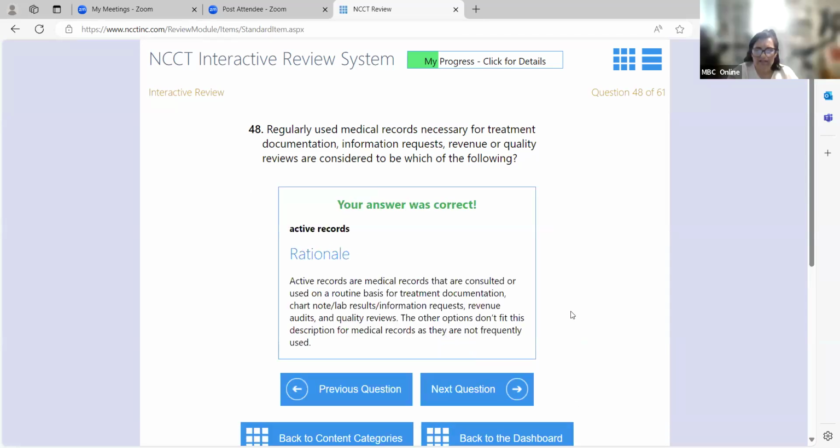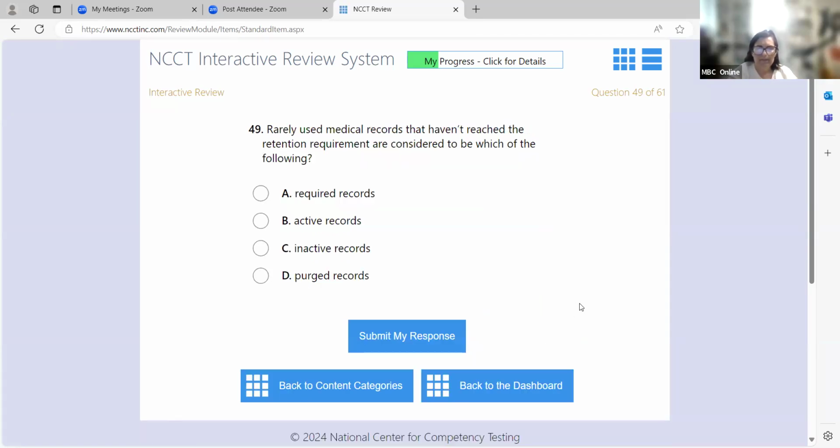Correct, active records. Purged means they're thrown away. Inactive is kind of the same thing. That means they're not active. So active records are what are used. That's where you're going to go get the information you need.